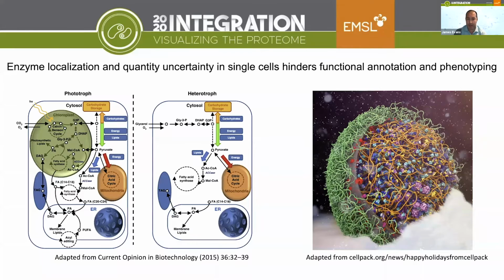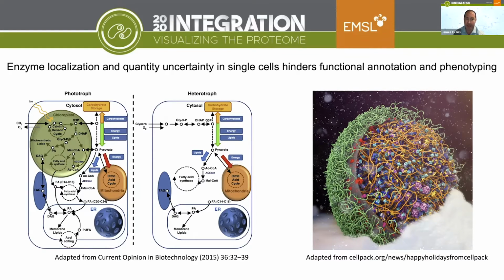And what we really describe as visualizing the proteome comes from this driving force: in order to be able to do proper functional annotation and phenotyping, we really also want to know the enzyme localization and quantity. And uncertainty of localization and quantity in single cells is really a bottleneck for getting clear genotype to phenotype interactions and other functional annotations. And so we really want to go between these two descriptive images.